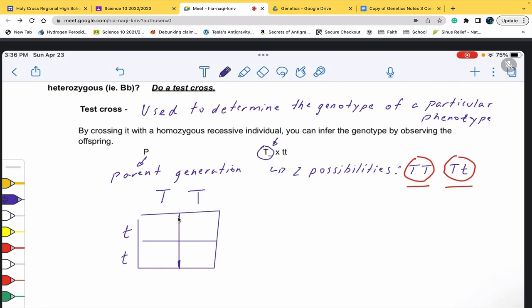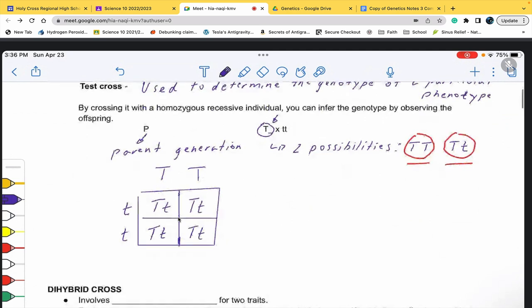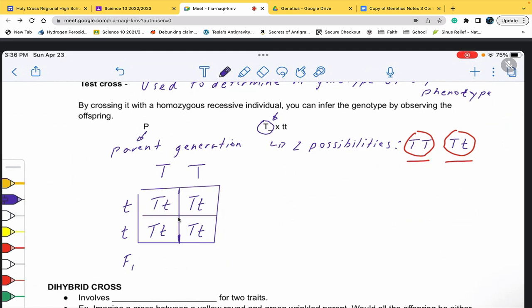We get here big T, little t. And on the bottom we get big T, little t, big T, little t, big T, little t. This is the first cross. They're all tall because they all have at least one big T.